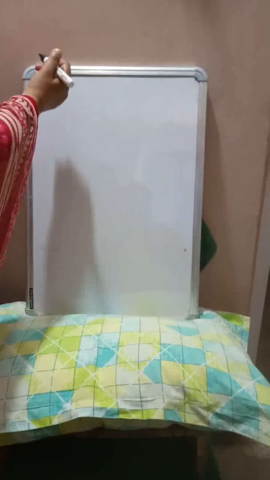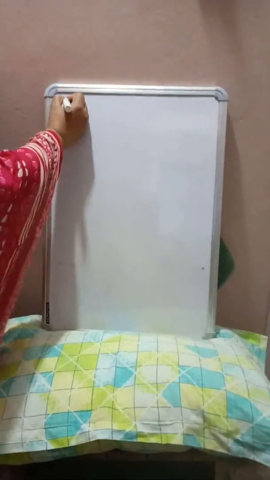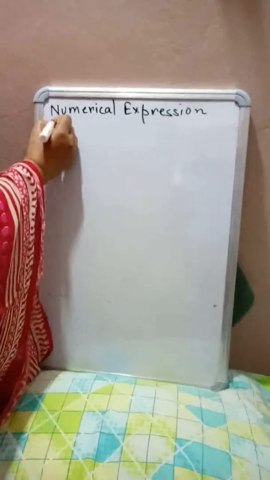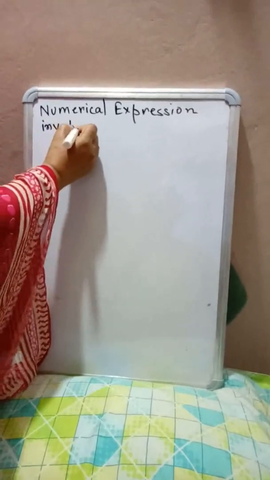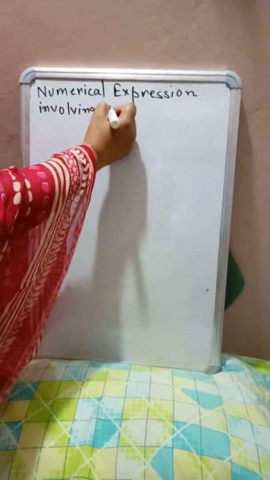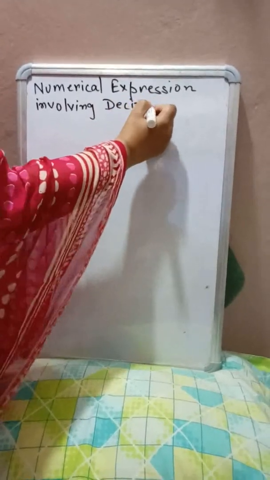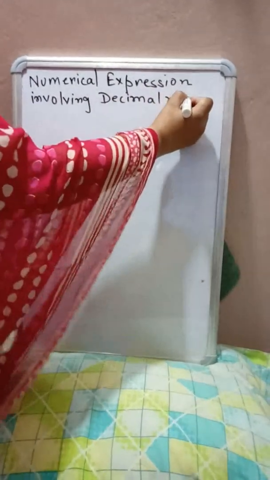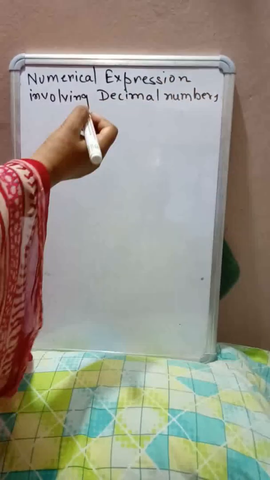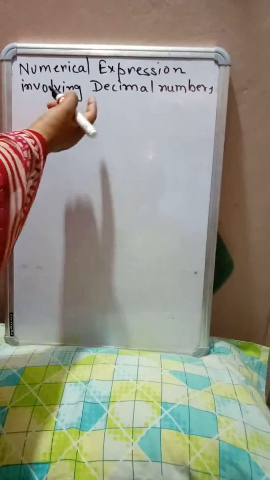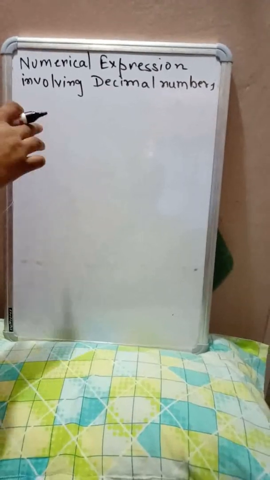Morning, Standard 5. Children, today I am going to start with a new topic, numerical expression involving decimal numbers. In the previous class, I explained the numerical expression involving the fractional number and simple natural number.